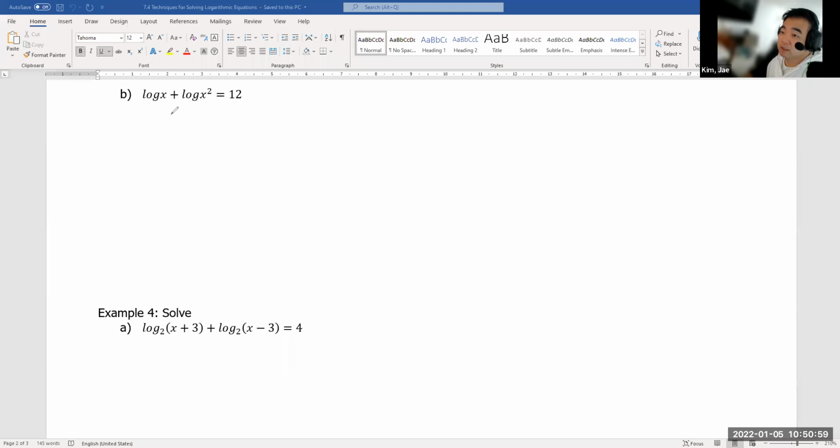Log x plus log x to the power of 2. I can actually rewrite this as, oops, not equals. Therefore, I can say log of x times x cubed is equal to 12, which means that is log base 10 of x to the power of 3 is equal to 12. And that means 10 to the power of 12 is equal to x to the power of 3.